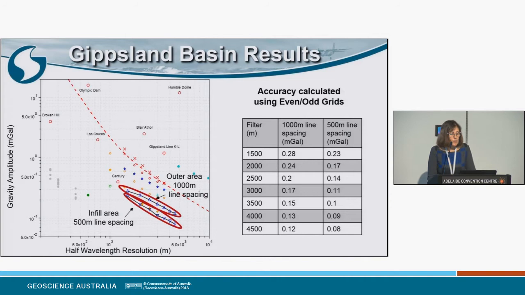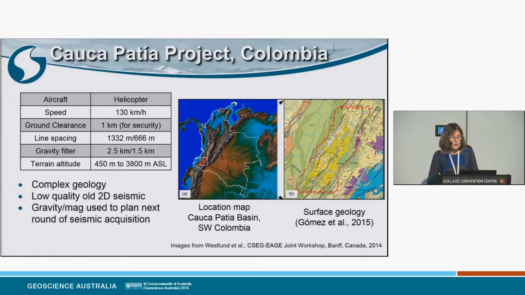I'm showing a number of accuracies and resolutions for this Gippsland Basin survey. The 1,000 meter line spacing, slightly higher than the 500 meter line spacing as you'd expect, and using filter lengths between 1,500 meters to 4.5 kilometers, you can get accuracies from about 0.3 milligal down to 0.1 milligal.